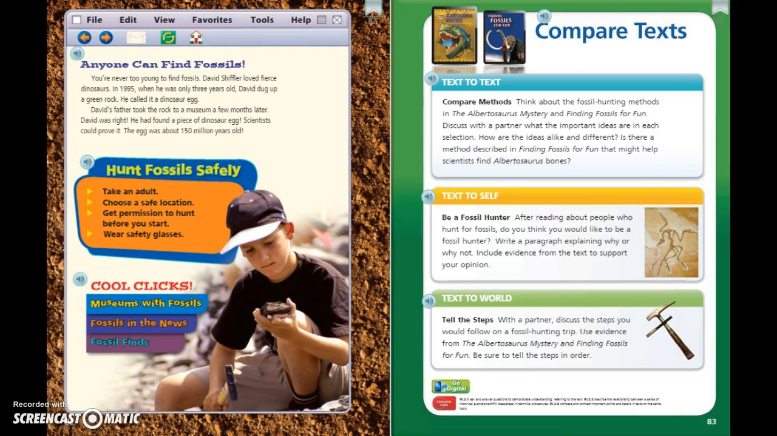Now it's your turn, page 83 in your student book. Please choose one of these ways to compare texts: text to text, text to self, or text to world.